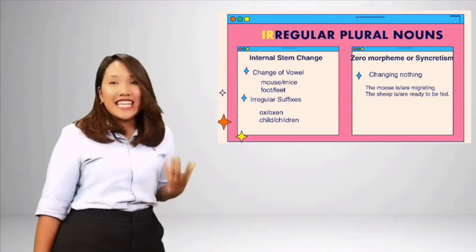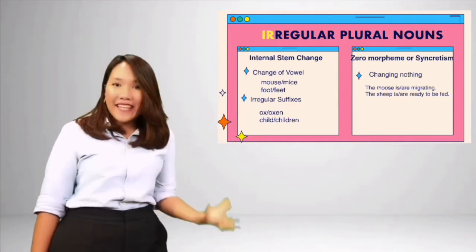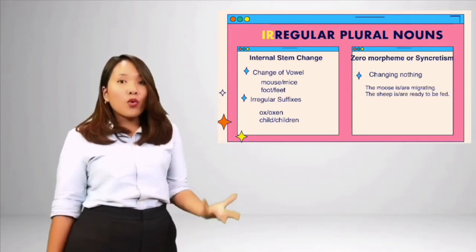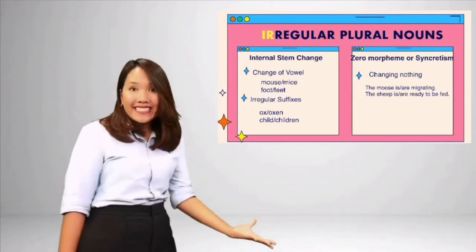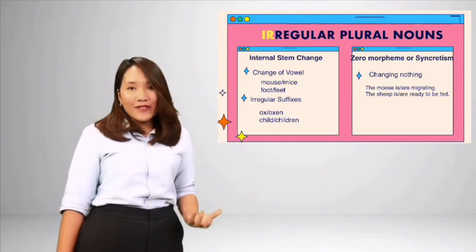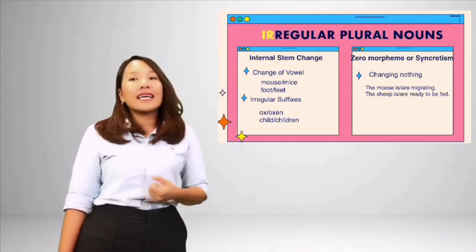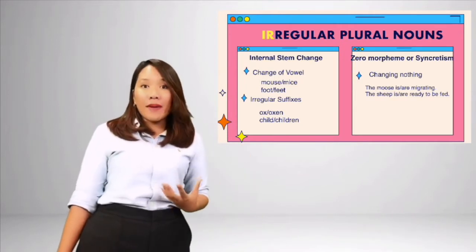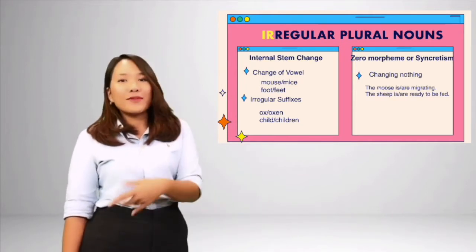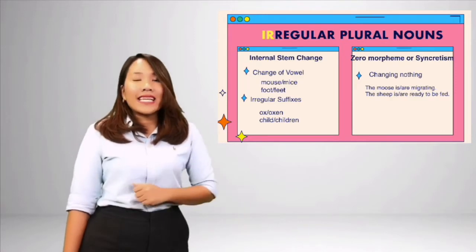Or singular noun, a foot, and plural noun we have feet. The vowel changed from U, foot, into E, feet. So we can describe that the plural nouns such as mice and feet are affected by the inflection to carry the grammatical category number, or to be specific, plural, by the internal stem change process.